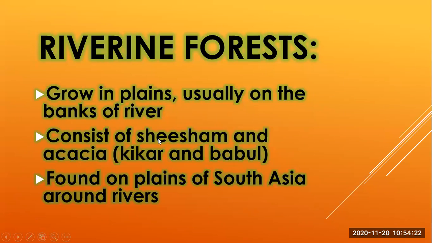They consist of many trees, of which we have here two examples, which are shisham and acacia. Shisham and acacia, which is also called kikar or babul, are grown in riverine forests. They are found on plains of South Asia around rivers.